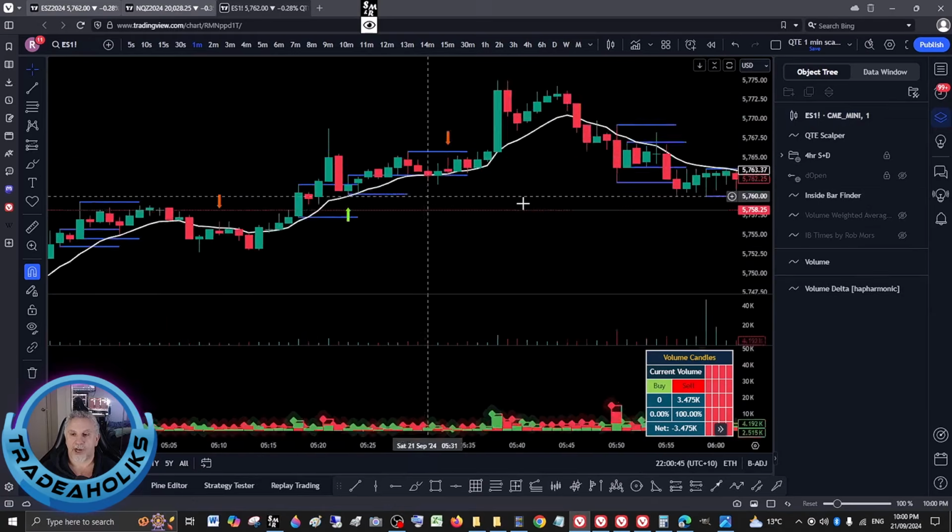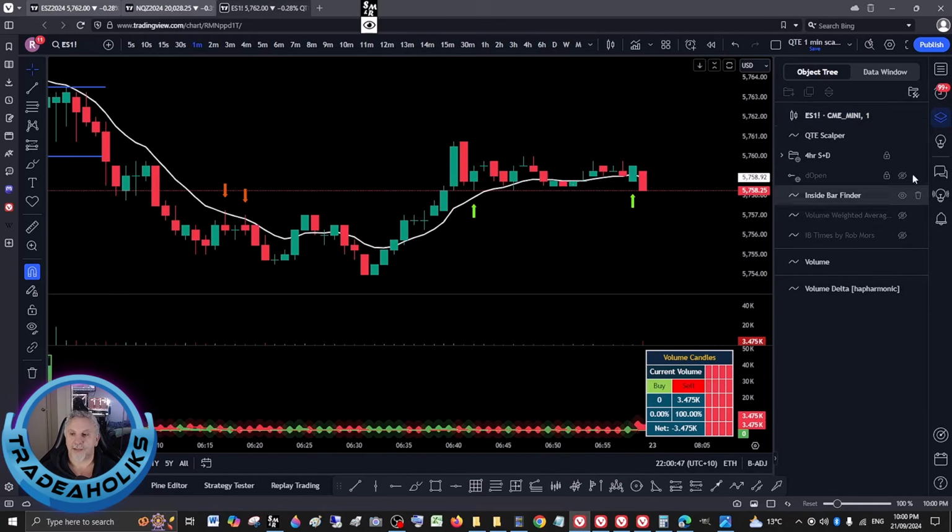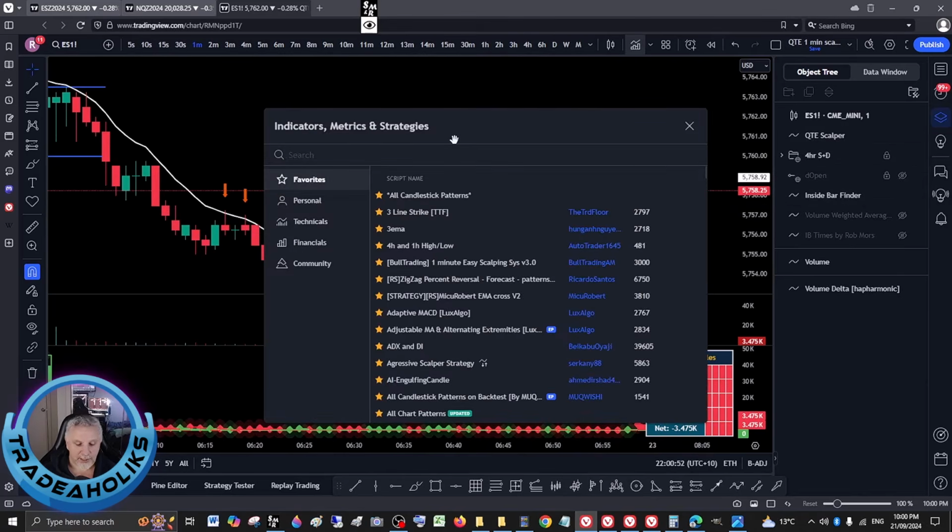Okay, so now I'll just show you where the indicators are, where to get them. So QTE Scalper, if you go to your indicators, type in QTE.